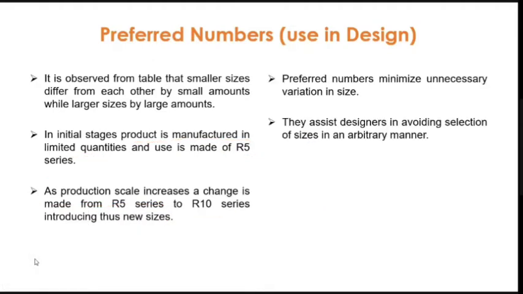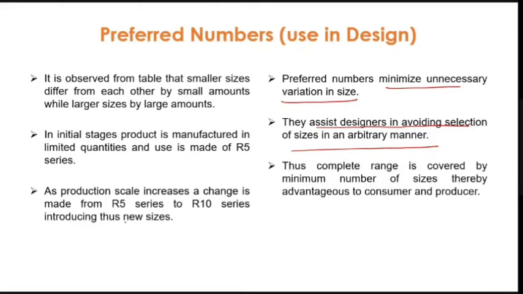So, preferred numbers minimize the unnecessary variation in size. They assist the designer in avoiding selection of sizes in an arbitrary manner. See how it is helpful. Instead of selecting a random size, let me select some 16, let me select some 25, the whole day will be spent in thinking. So go and use the preferred numbers because they have some technical background. This was designed by a particular scientist. Use the preferred numbers and you can select the sizes.